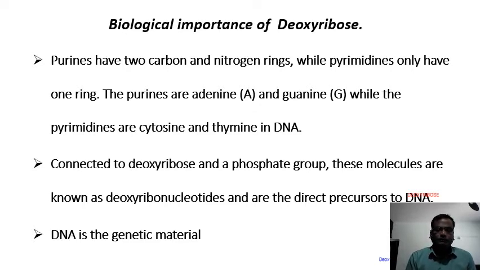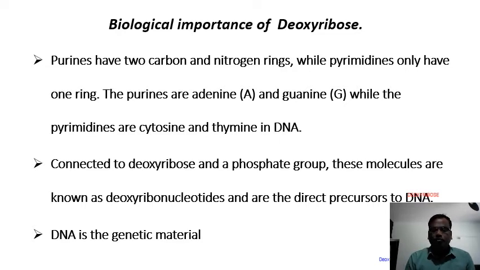And connected to deoxyribose and phosphate group, these molecules are known as deoxyribonucleotides and are the direct precursors to DNA. So what happens? The deoxyribose molecule is actually connected to the phosphate group and the purines and pyrimidines. And these nucleotides form the DNA.